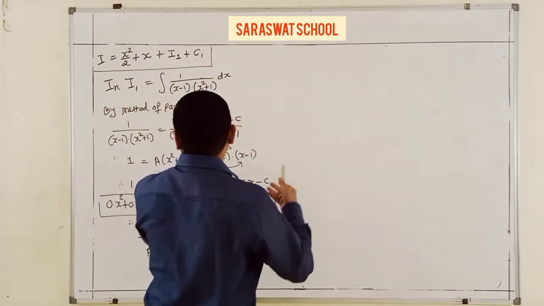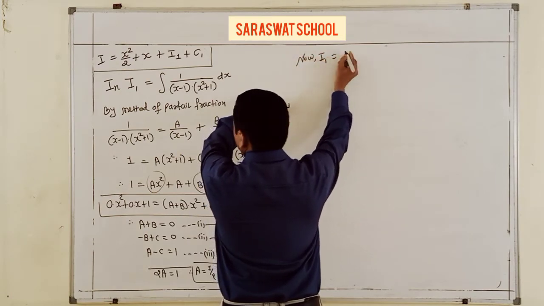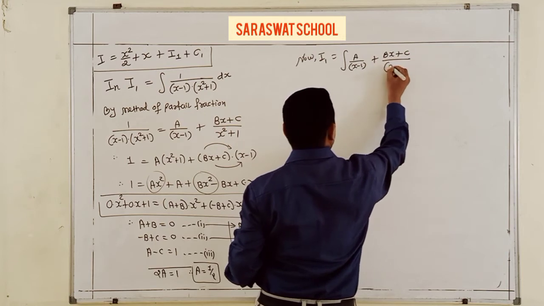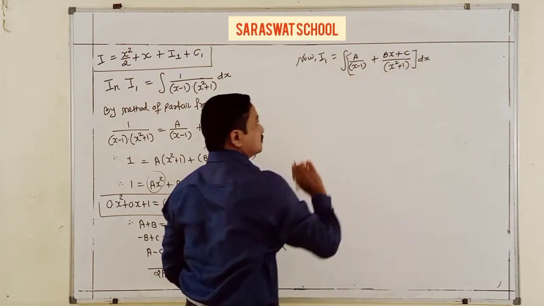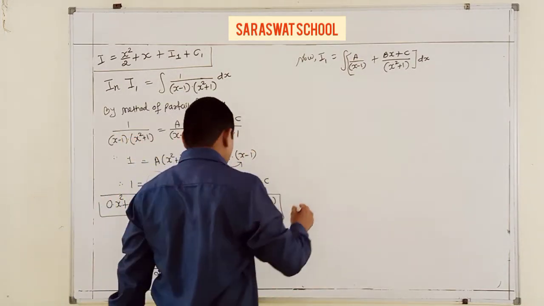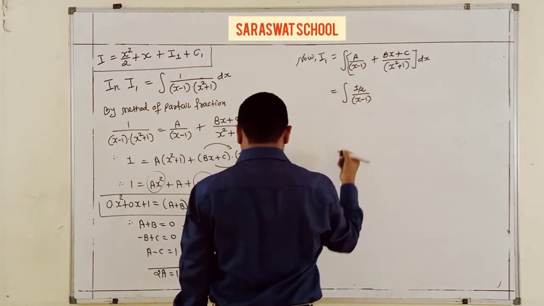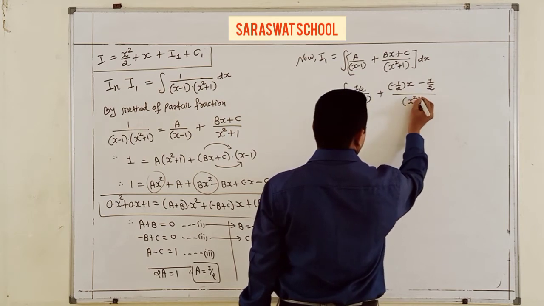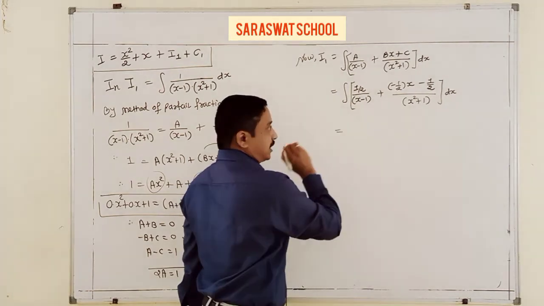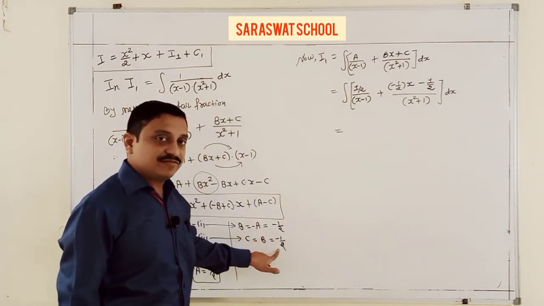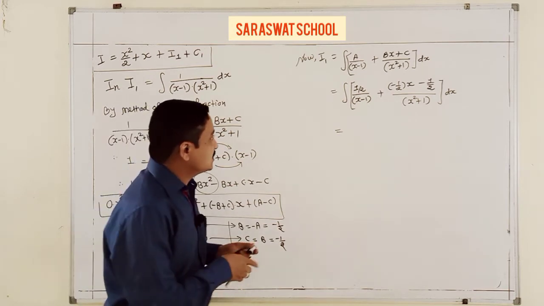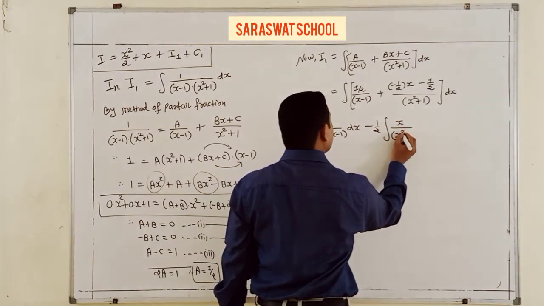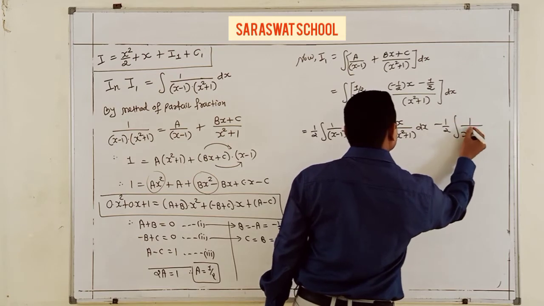So now I will write: integral of A upon x minus 1, plus bx plus c upon x square plus 1, dx, and all values successfully, students, put it. A I have half, b minus half, c minus half, upon dx. Get it, A half, B minus half, and C minus half. Now I decide finally the answer. So students, here answer is a half separate, 1 below x minus 1, minus half separate, x below x square plus 1, and again minus half separate, 1 below x square plus 1, dx.